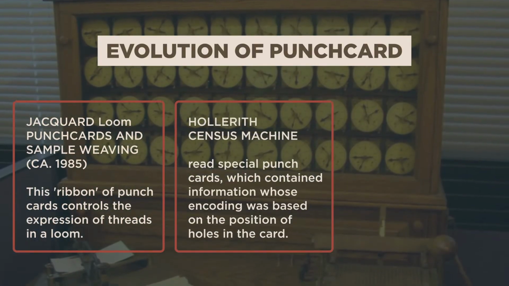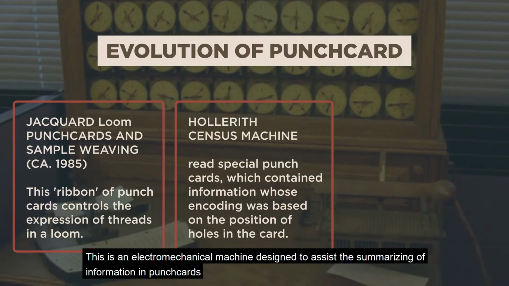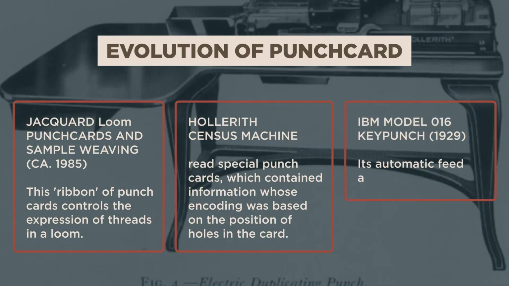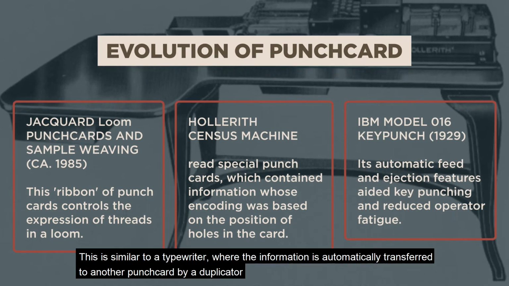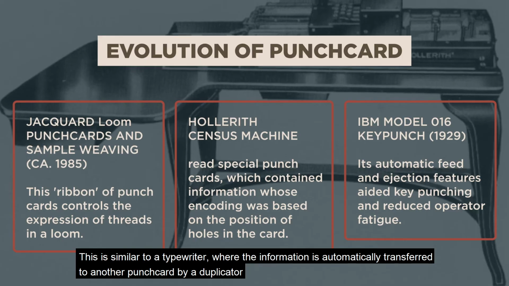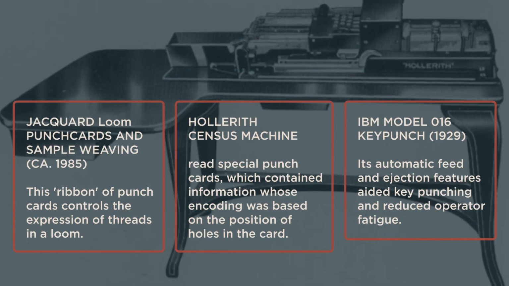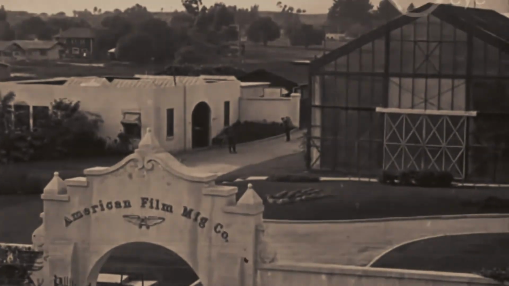Hollerith census machine. This is an electromechanical machine designed to assist in summarizing information stored on punch cards. And last, the IBM Model 016 key punch. This is like a typewriter. Its information is transferred automatically to another card by a duplicator. And the keyboard contains 12 punching keys, one for each row on the card.